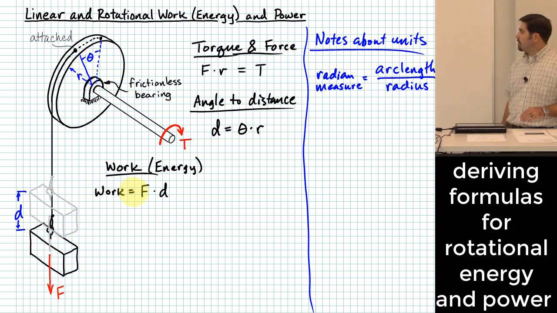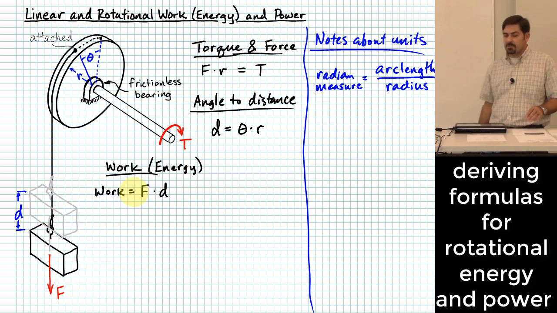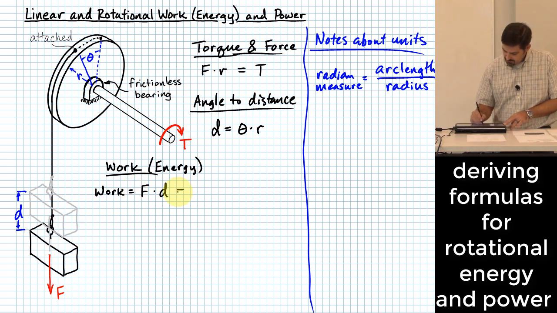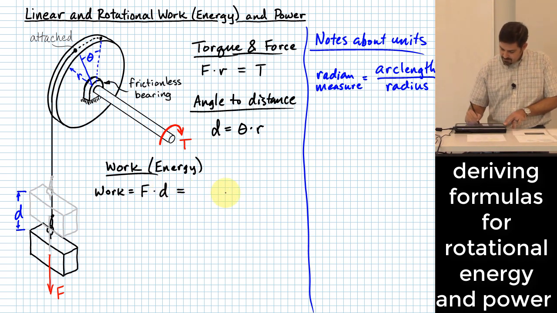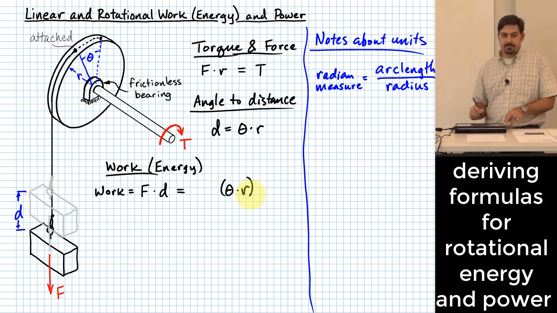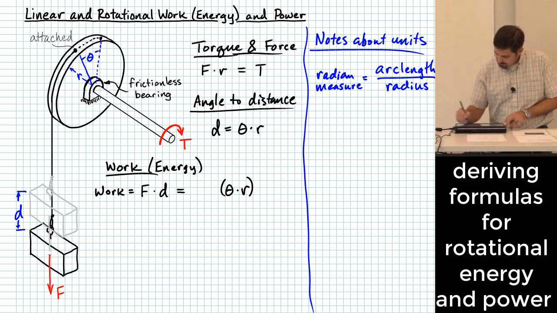Is there any kind of substitution I can do with F times D? Like, can I substitute anything in for D? Yeah, theta R, right? So that would be D. What about F? Yeah, you could rearrange this and basically say that F is equal to T over R, right?